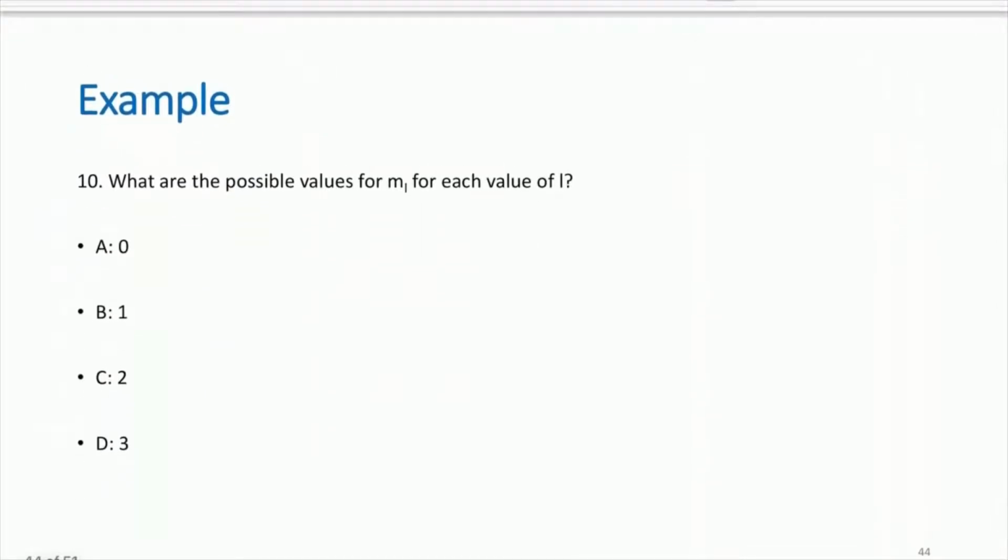What are the possible values of m sub L for each value of L? What is m sub L? M sub L is equal to negative L through 0 through positive L. So if L equals 0, m sub L has to equal 0. M sub L also describes the orientation of the orbital.